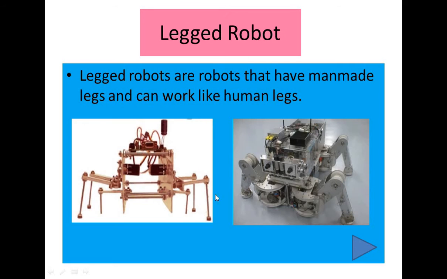Now if you can see this robot also, it also consists of legs and can move on its own and works like a human leg. So this is also a robot.